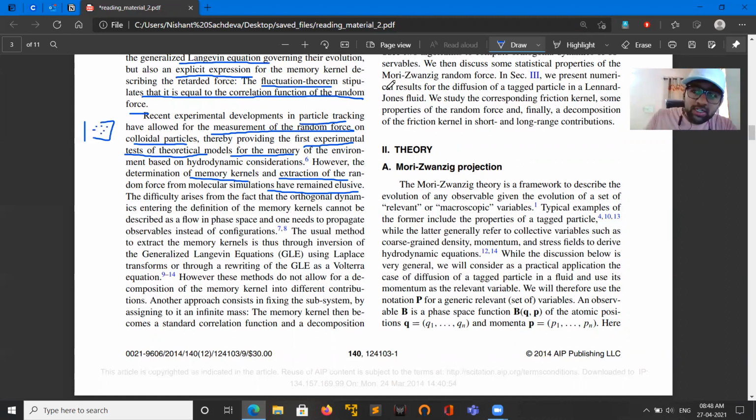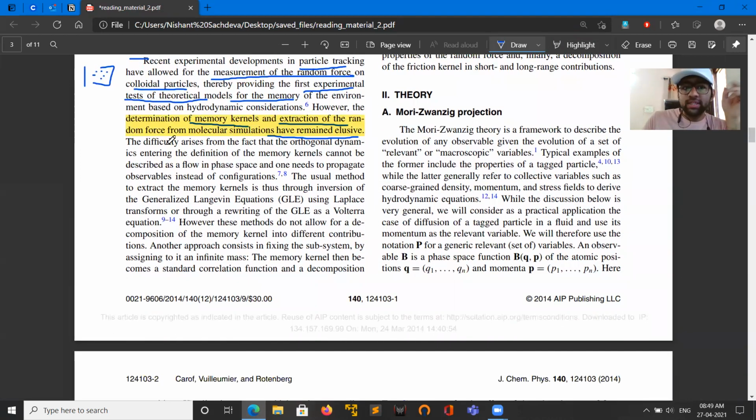Basically, we have good technology, we can see what the random forces are, but we cannot completely figure out how things work. So what we don't have yet is the determination of memory kernels and extraction of the random force from molecular simulations. The difficulty is that the orthogonal dynamics that enter the definition of the memory kernels cannot be described as a flow in phase space, and one needs to propagate observables instead of configurations.